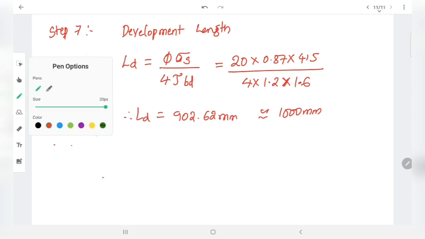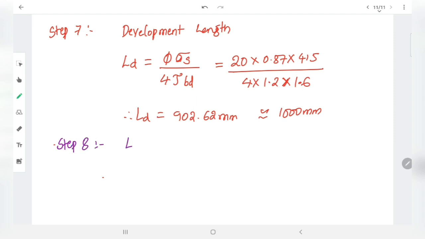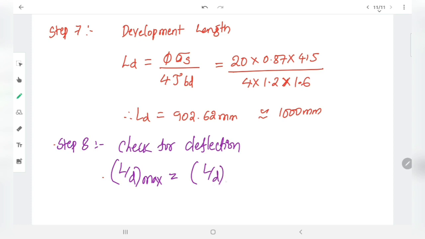Next step is step 8. It is L by D max, that is check for deflection. I will be writing check for deflection. So L by D max is equal to L by D basic value, basic into KT into KC into KF.